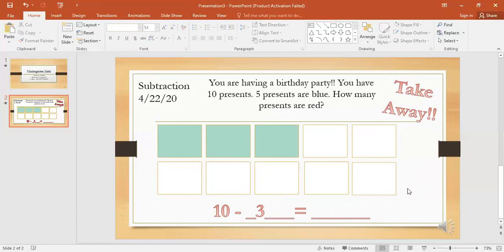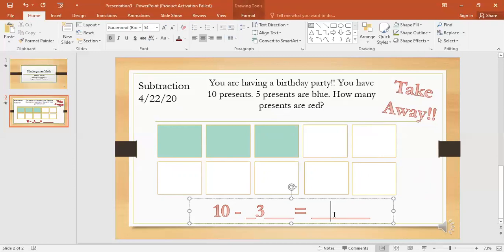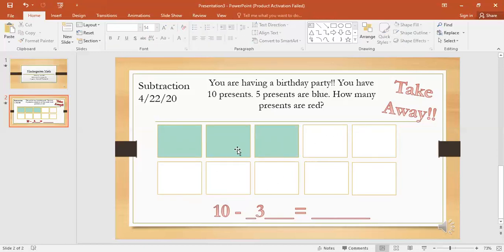Okay, guys, how am I going to figure out what my mystery number here is going to be? What did you say? Count up all of the squares that are not blue. Because I know this is how I'm breaking up the number 10. 10 will be broken up into 3 blue boxes and this many white boxes. Okay, go ahead and count with me. How many boxes are not blue?